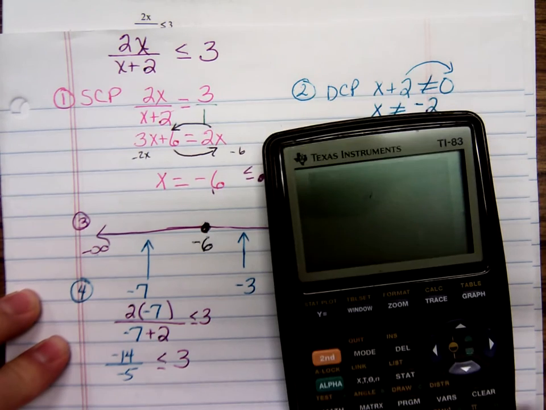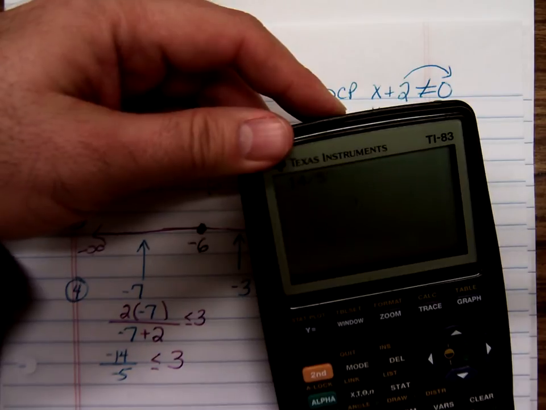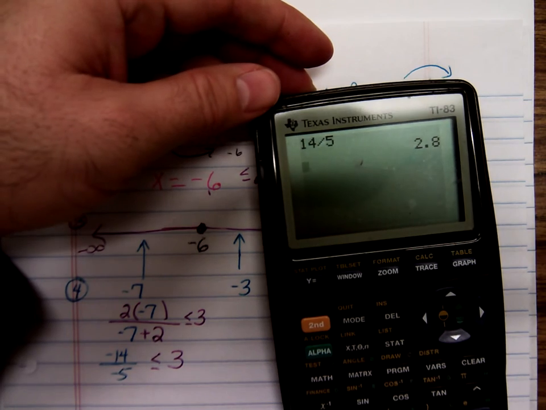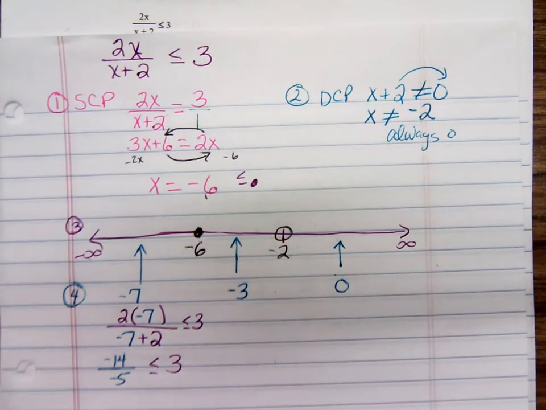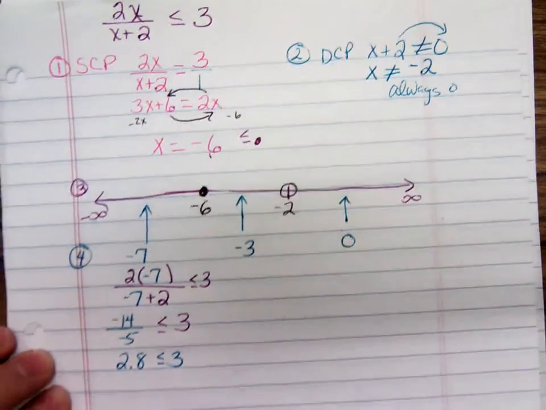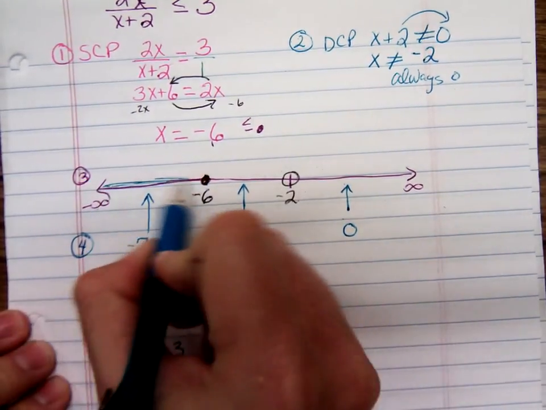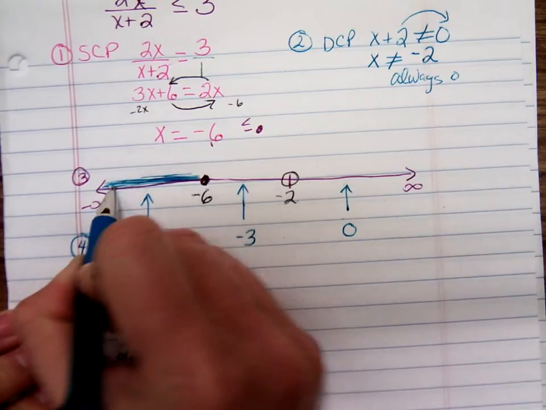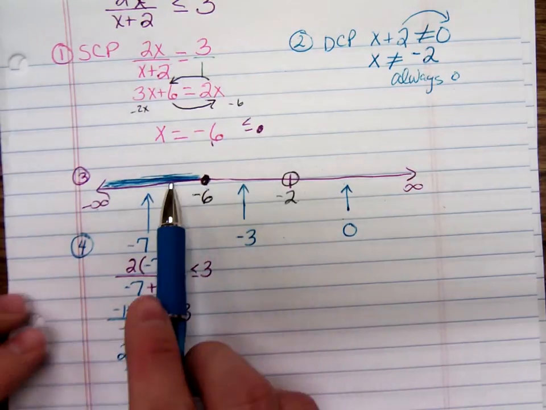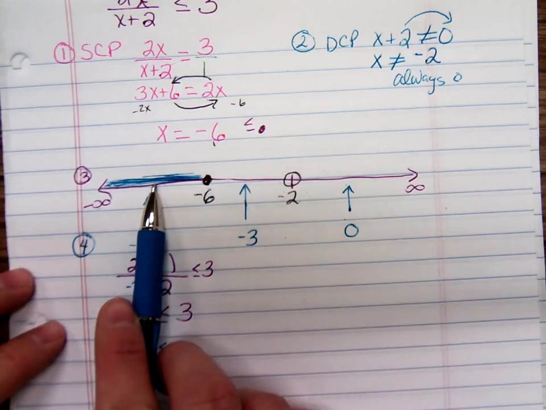If I go something like this, 14 divided by 5, 2.8. So we have a 2.8 is less than or equal to 3. True or false? Well, true. So that region here will shade. If you choose any number out here, there was nothing really special about -7. -8, -9, -10, -100, any number in this region will make that original problem true.